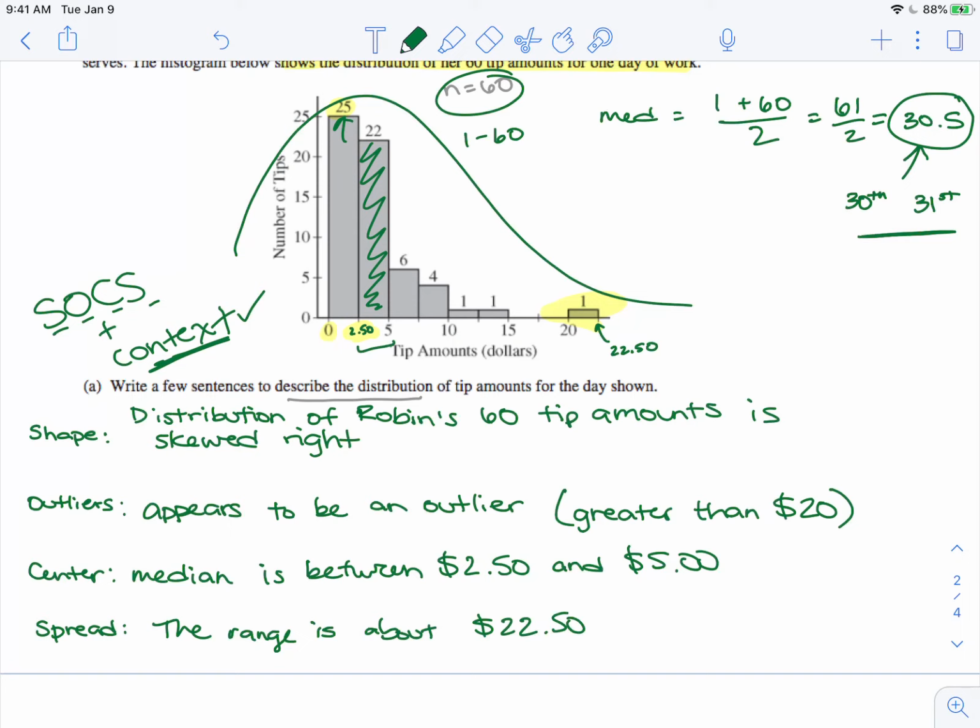22.50. I'm going to say about because do I know that this one tip amount was actually 22.50? I don't know that, and I don't know if the lowest amount is 0. You could have all of these 25 be like $2, and the histogram is still true. So that's why I like to say the word about. 22.50, and just so that you guys remember, 22.50 minus 0 is how I got that range. That's it. There we go. We described the distribution and we included context.